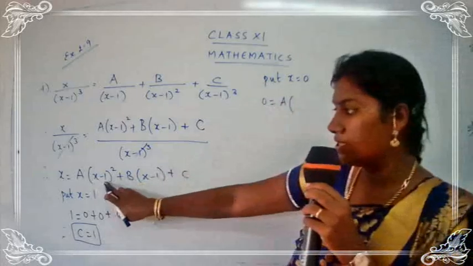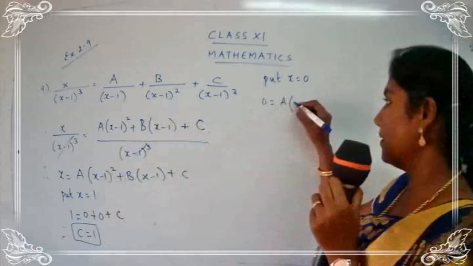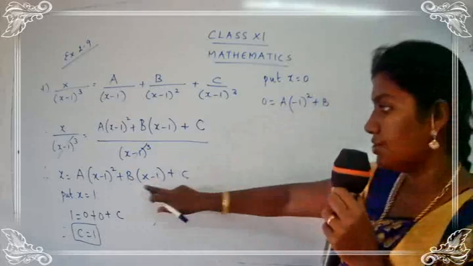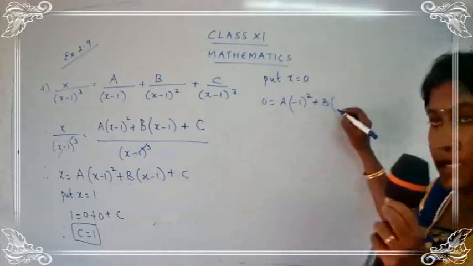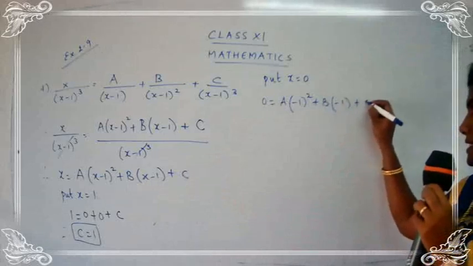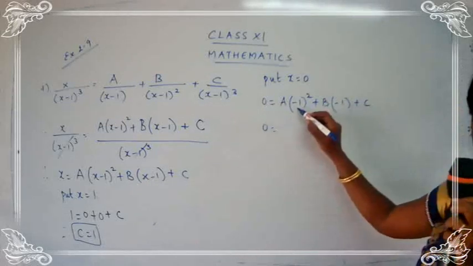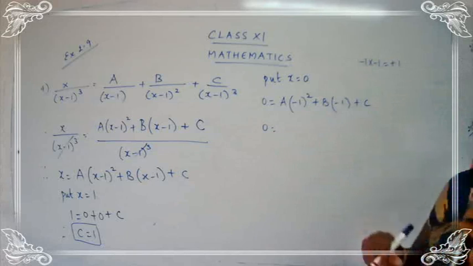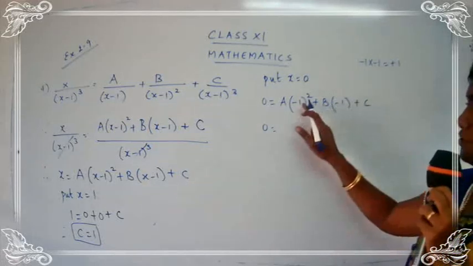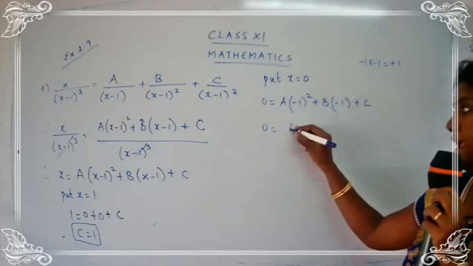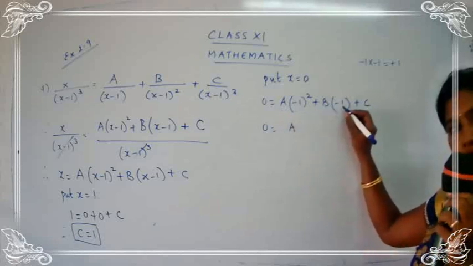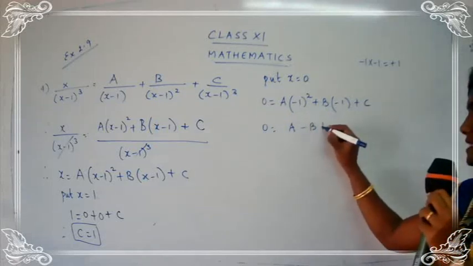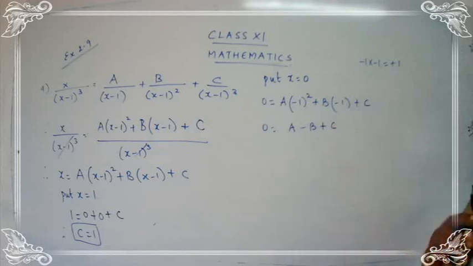Okay, 0 minus 1. What is 0 minus 1? Minus 1 the whole square plus b into 0 minus 1 plus c. So 0 is equal to minus 1 the whole square, that's plus 1. So a into 1 gives you a. b into minus 1. What is b into minus 1? Minus b plus c.